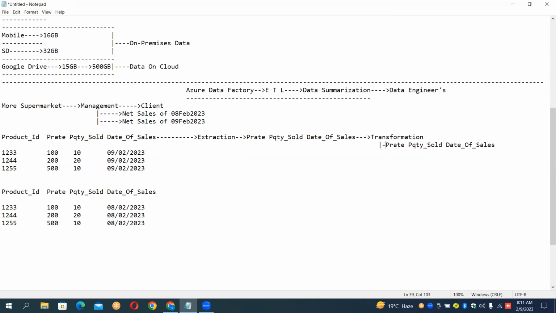Now, guys, tell me, the data is here. In the process of transformation, you have to perform some arithmetic operations on the data. Tell me now, the product ID is 1233. The product rate is 100 rupees and the product quantity sold is 10 pieces. Tell me now, what is the actual amount you will get? Product rate 100, quantity 10. Yeah, 100 into 10 means what? 1000. So I can say here 1000 rupees.